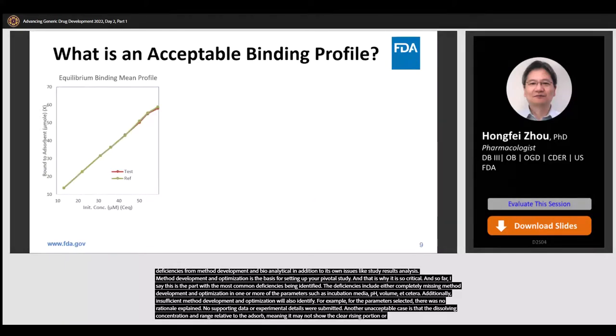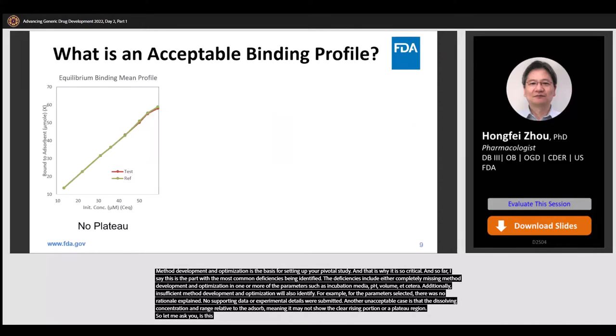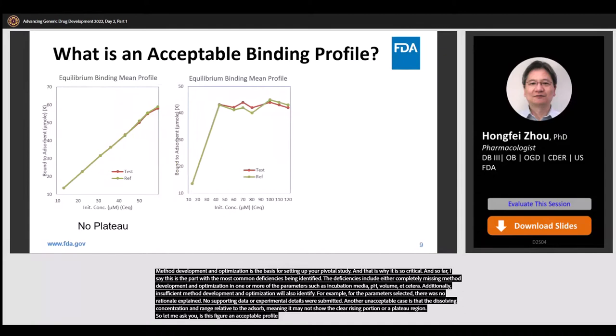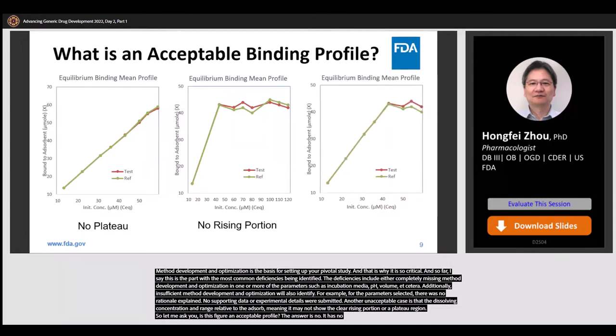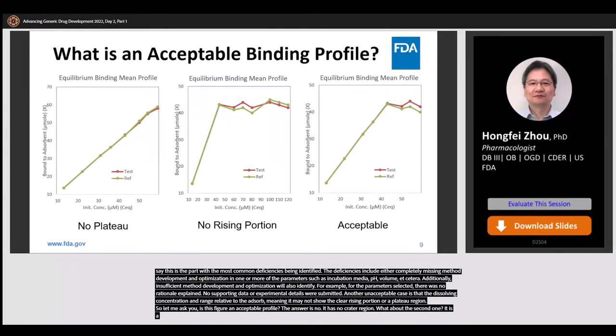So let me ask you, is this figure an acceptable profile? The answer is no. It has no plateau region. What about this second one? It's a no either, because there's no rising portion. How about the third one? Yes, it's an acceptable one with a clear rising portion and a maximum binding region or plateau region.